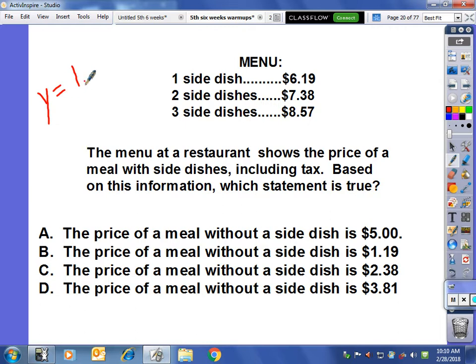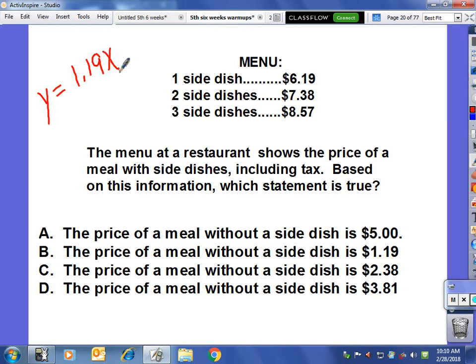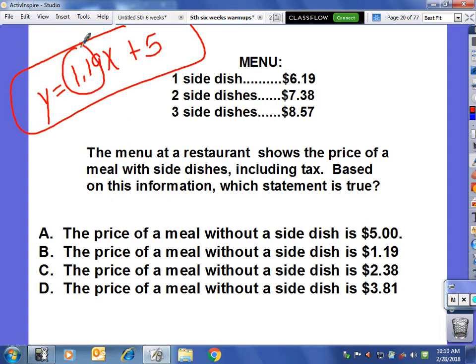Y equals $1.19x plus 5. Okay, let's talk about this equation. What do you think this is? The cost per side dish. The cost per side dish. What do you think this is? The main course. If you just buy a plate of whatever, chicken fried steak, it's $5.